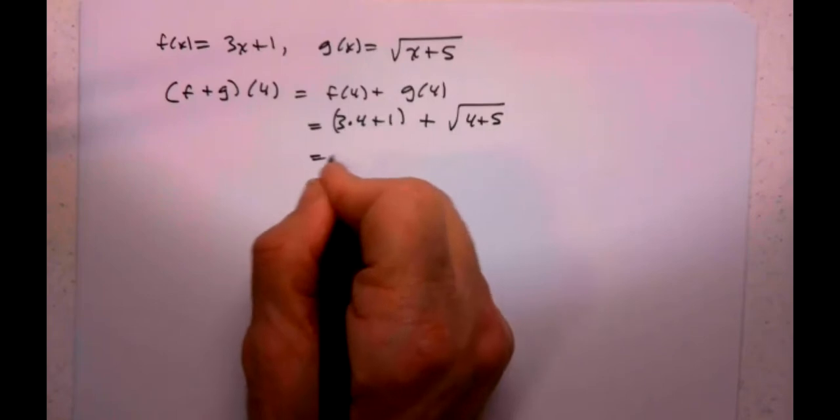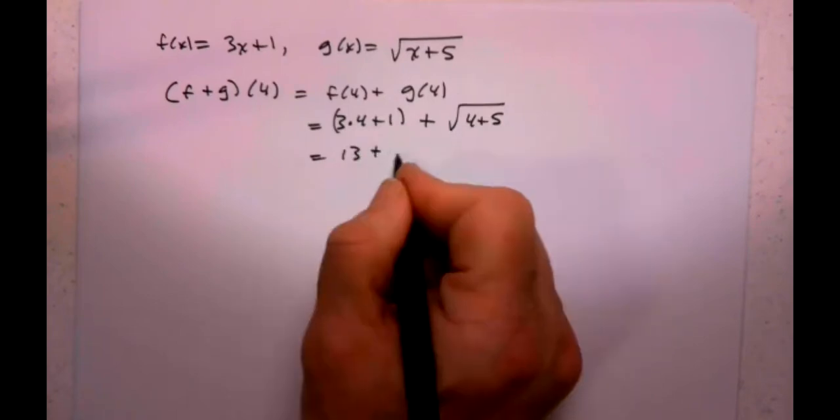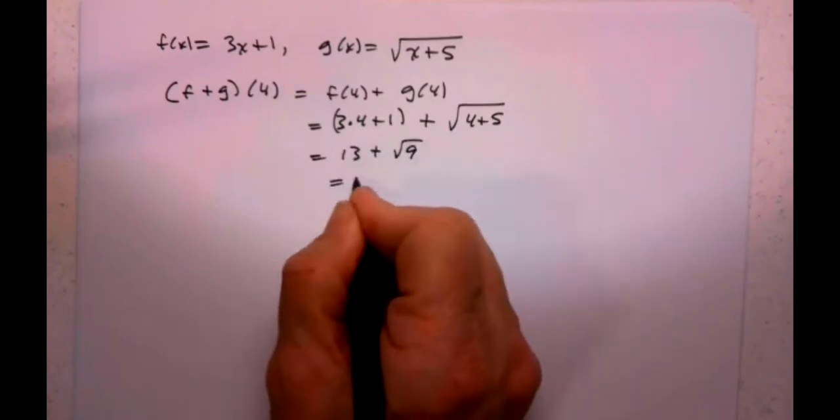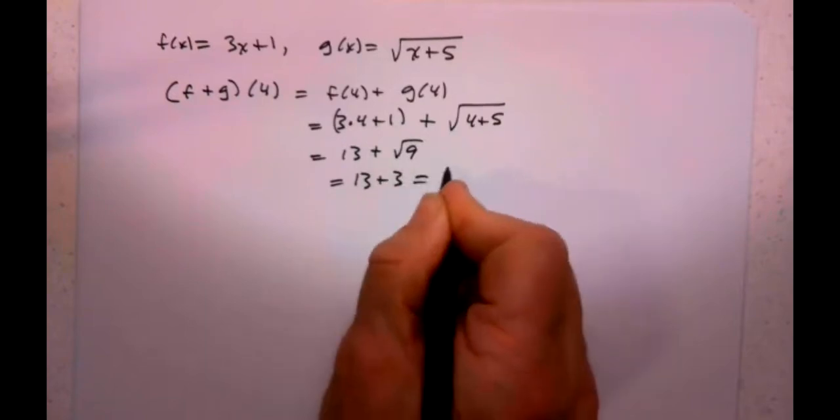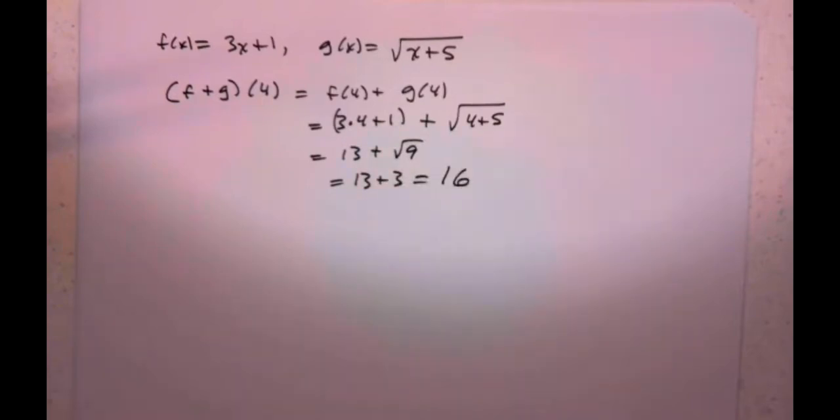3 times 4 is 12. 12 plus 1 is 13. 4 and 5 is 9, root 9 is 3. 13 plus 3, and our result there is 16.